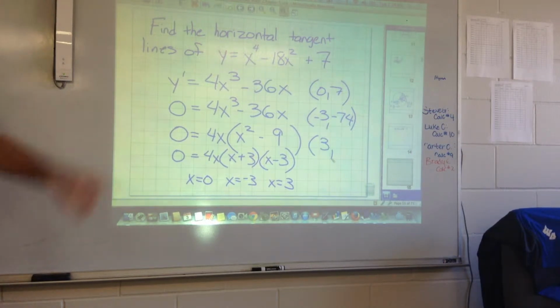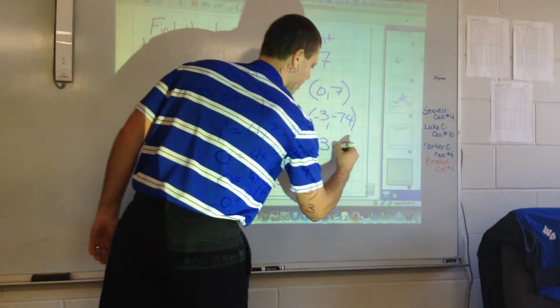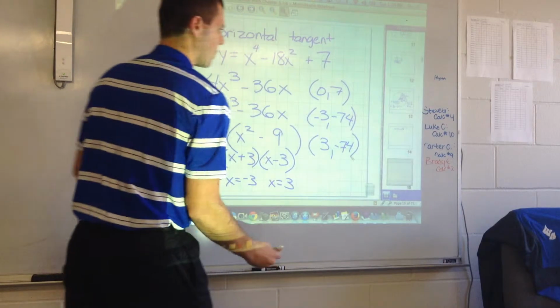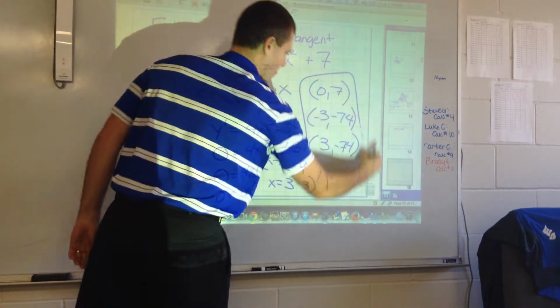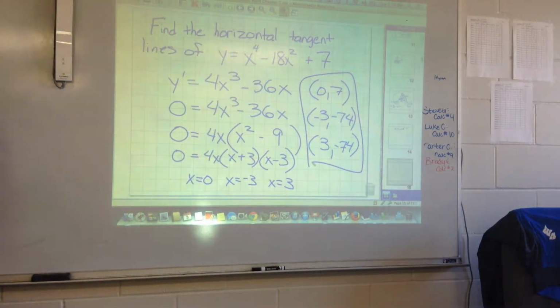Shouldn't it be the same thing? It should be the same thing, except with the negatives. It'd be the same thing. Yeah, it would. Alright, these are the coordinates where the horizontal tangent lines would occur. Now what?